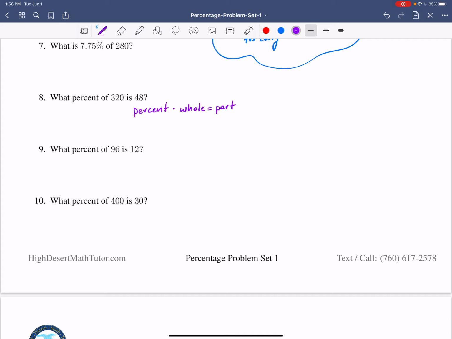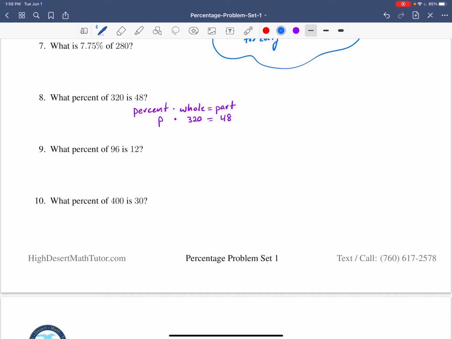Here, we're being asked, what is the percent? We don't know the percent, but we see that it's a percent of 320, which means that 320 is the whole number. And since we do not know percent, we just put a P there, but notice that the final answer is 48, so the part is 48.